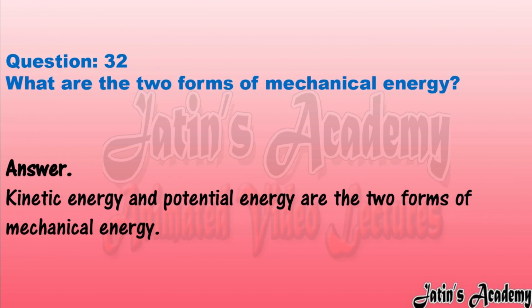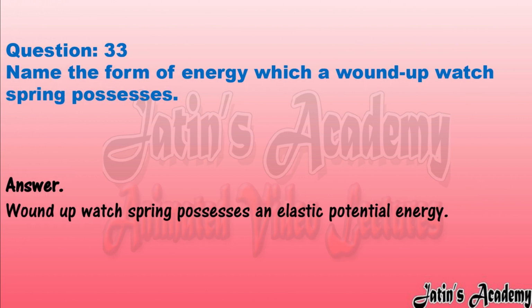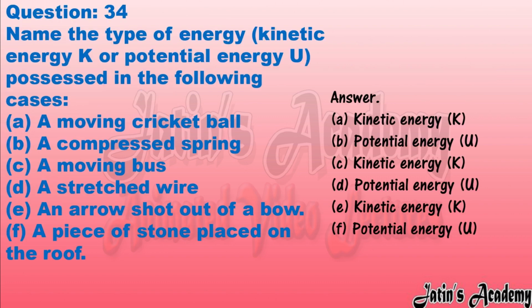Question 32. What are the two forms of mechanical energy? Answer. Kinetic energy and potential energy are the two forms of mechanical energy. Question 33. Name the form of energy which a wound-up watch spring possesses. Answer. A wound-up watch spring possesses elastic potential energy.